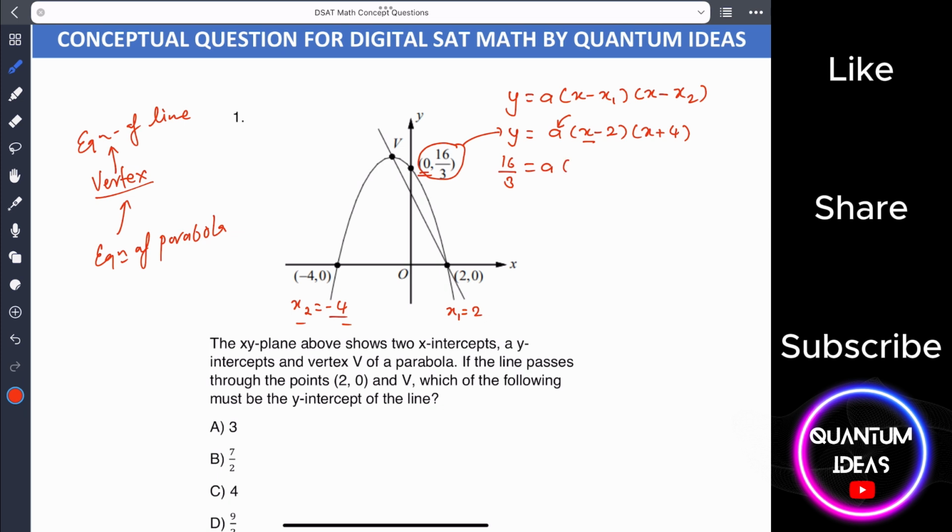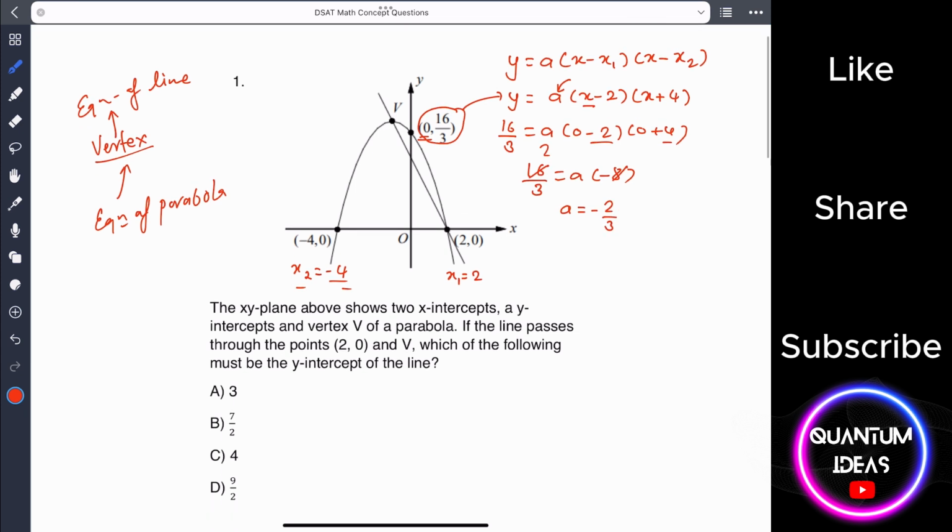(0 minus 2)(0 plus 4). So this is 16/3 equals a times, minus 2 times 4 is -8. If you divide by 8, we get a equals -2/3. Now our equation of the parabola is complete, that is y equals a.